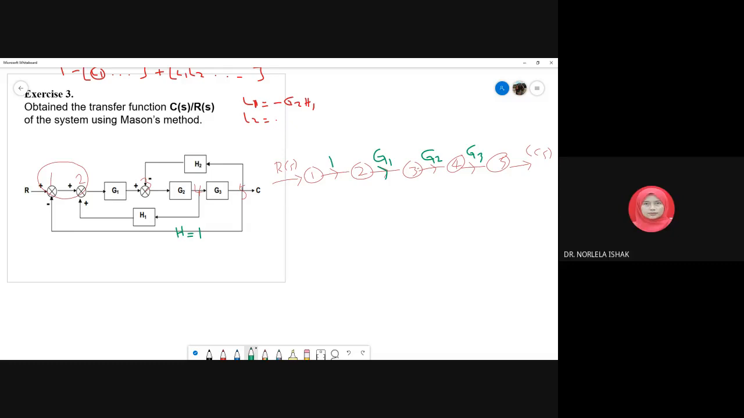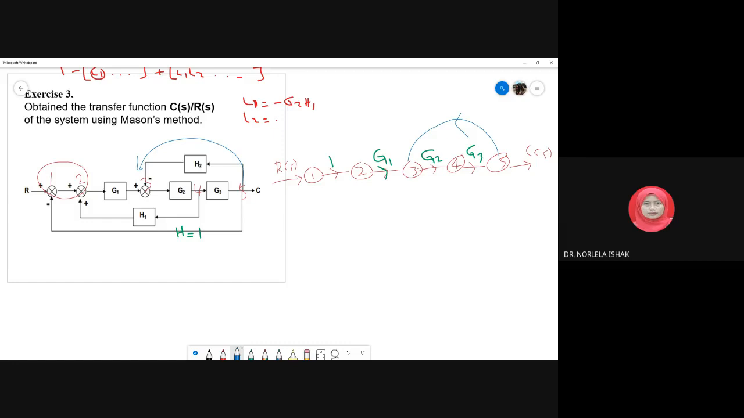H2 from where to where? From 3 to 5. 5 to 3. From 5 they jump into 3. Okay, this is the arrow.